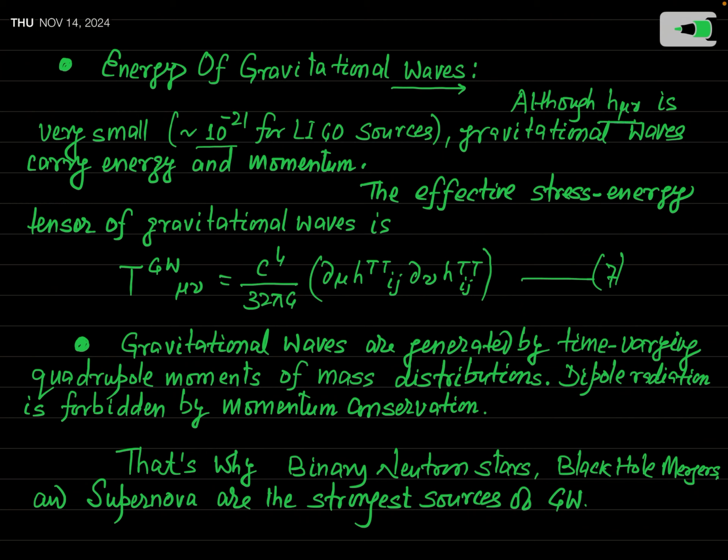Although the value of h mu nu is negligibly small, in spite of that, we say that gravitational waves carry energy and momentum. You can't say that it does not carry energy and momentum. And the effective stress energy tensor for gravitational waves is given by this expression. You should remember it. Here the superscript GW refers to gravitational waves. So this is the energy stress tensor for the gravitational wave, and this is given by this expression.